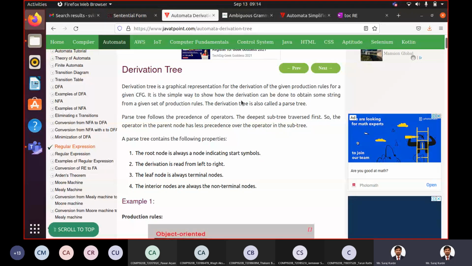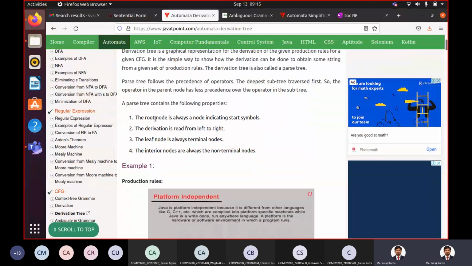The difference is that the parse tree follows the precedence of operators. The deepest subtree is traversed first. We know there are depths and levels of a tree. At some level there are a number of nodes, and at the lower depth, again some more nodes. So the operator in the parent node has less precedence than the operator in the subtree. All the operators in the subtree have more precedence than the operator in the parent tree.